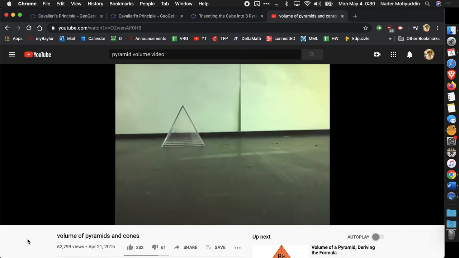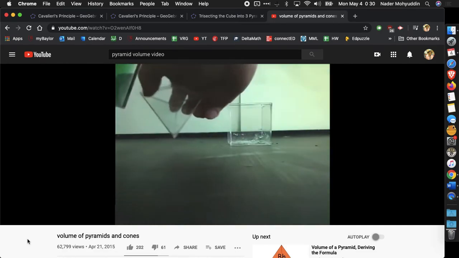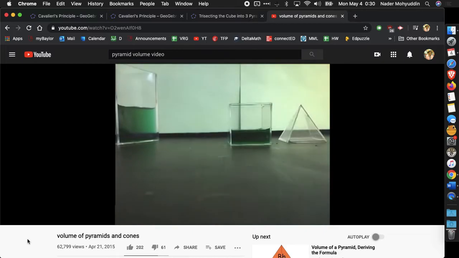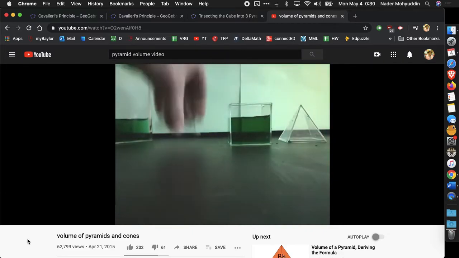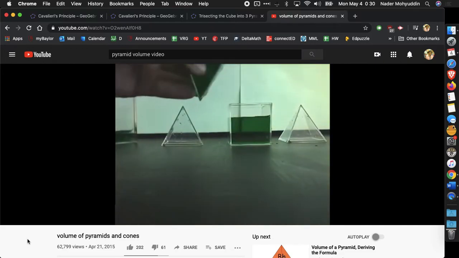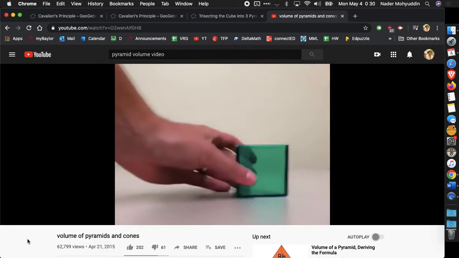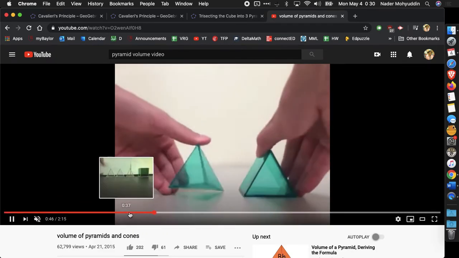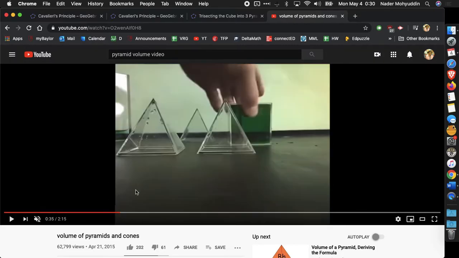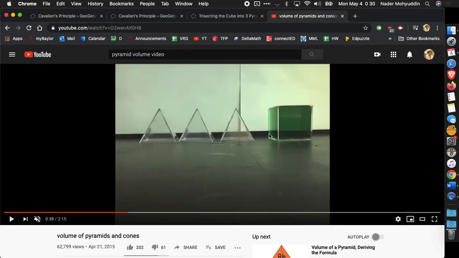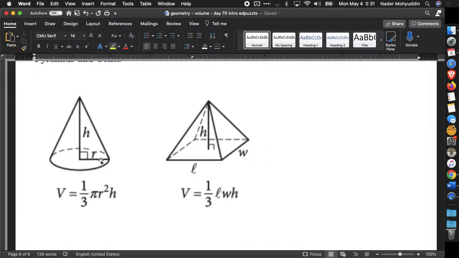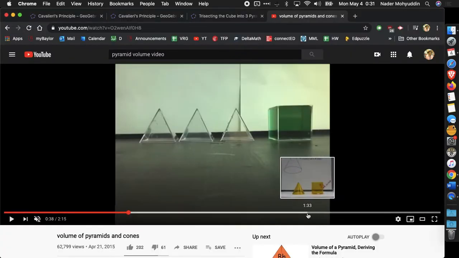So here you see a cube on the right and a pyramid being filled. They have the same base and height, and you see it takes precisely 3 to fill it up. So the pyramid is 1/3 of the cube. So in general, the cube's volume is length times width times height. Let's say it's a prism and not just a cube. Then the pyramid would be 1/3 length, width, and height, as you can see here. And the same is true for a cone as well.